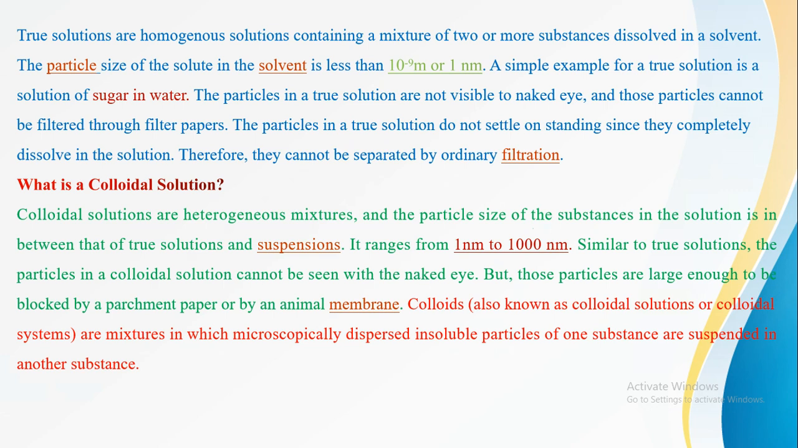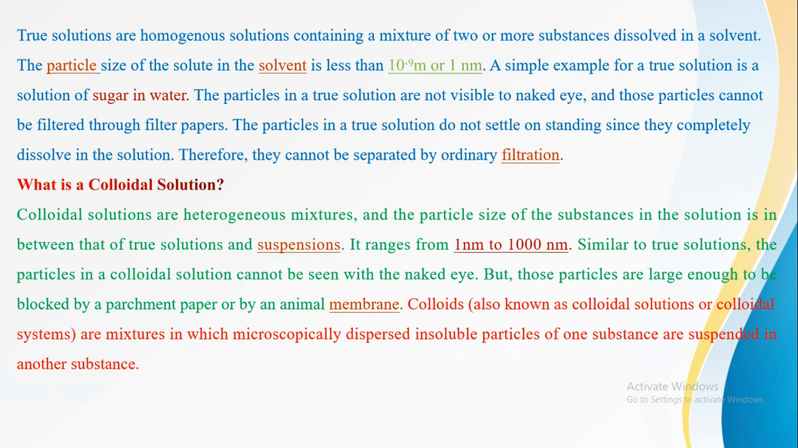These true solutions are homogeneous in nature and contain a mixture of two or more substances which are dissolved in a solvent. Generally, we can use water as a solvent, and the size of the solute particles in a true solution will be less than 1 nanometer, or 10 to the power of minus 9 meters.